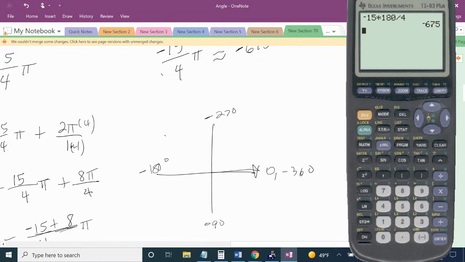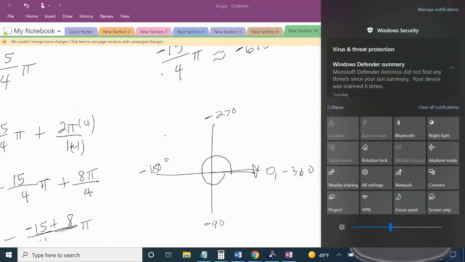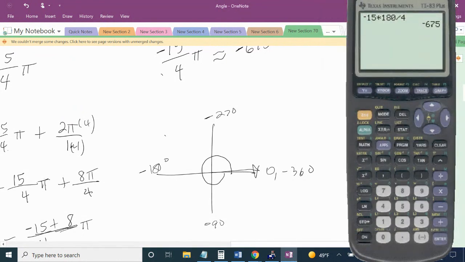Right, so if we were to sketch out negative 675 degrees, which is negative 15 pi over 4, we will make one complete revolution. Now, if I make two complete revolutions, that will put me at negative 720, which overshoots our negative 675. So now we'll go by 90 degree increments.